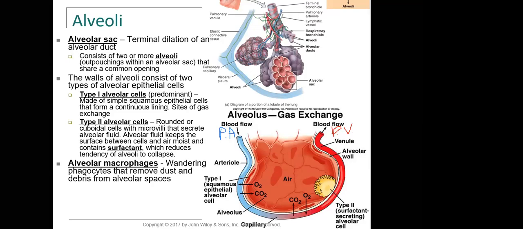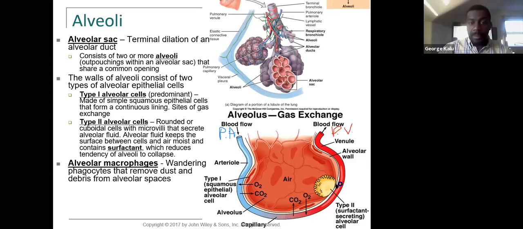So those are the type 1 alveolar cells. The type 2 alveolar cells are going to be more cuboidal cells, and they're going to start producing a fluid called alveolar fluid. These are these guys over here. Inside the alveolar fluid, we're going to be able to produce a molecule called surfactant. What surfactant does is it essentially prevents the alveoli from collapsing in on itself.